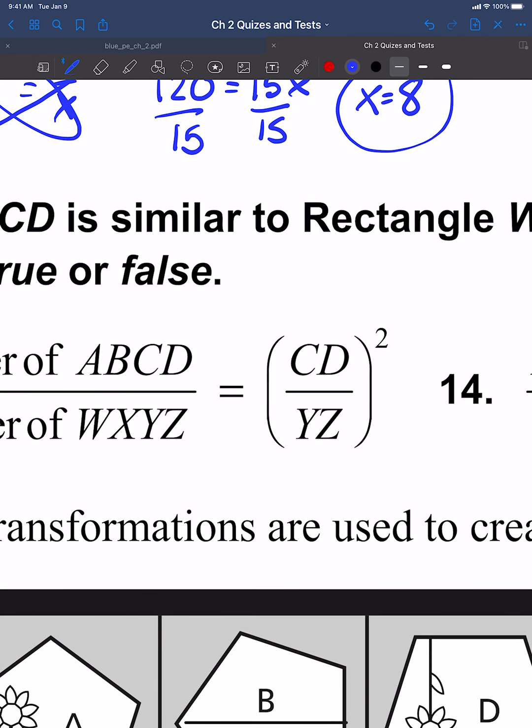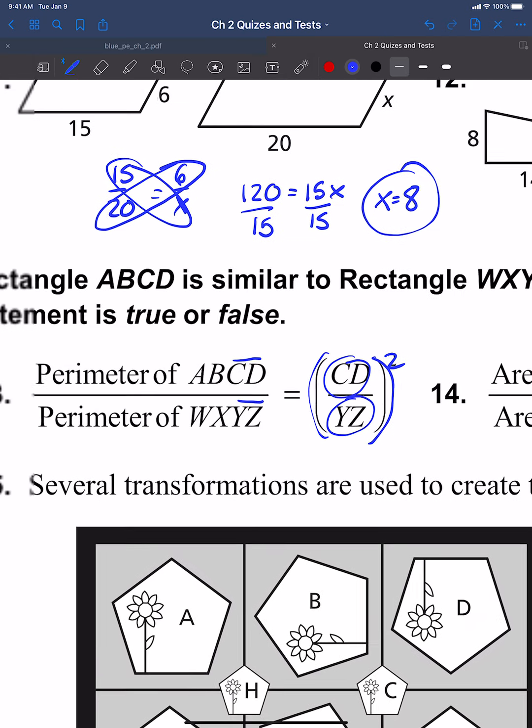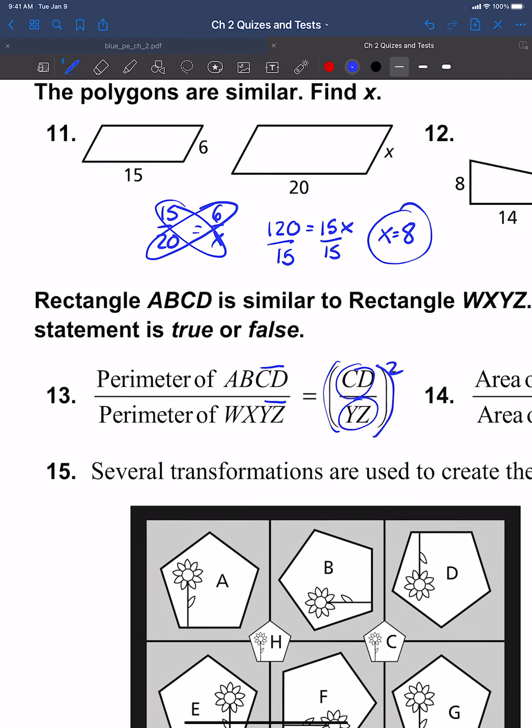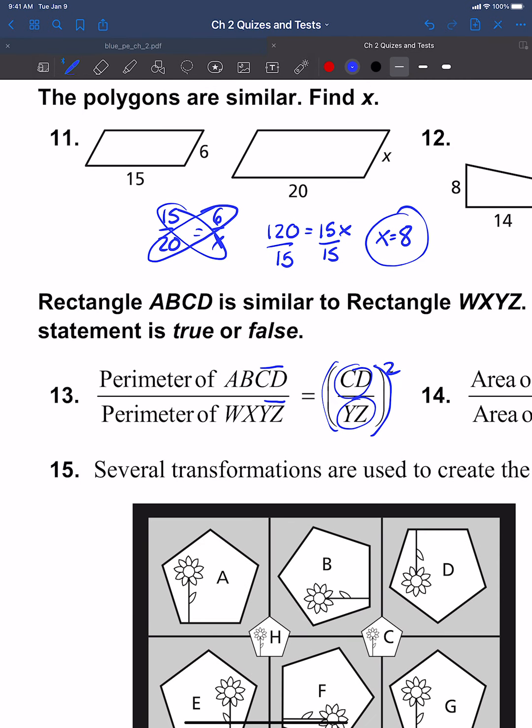They're saying, imagine these two rectangles in your brains, right? They're saying side CD and side YZ. You would put that side on top of that side for the ratio of their perimeters, right? But then they say you do what to it? Square it, multiply by itself. Is that how you find the perimeter? Or is that how you find the area? That's like area. So what would you say for 13? Is that true or is that false? False.